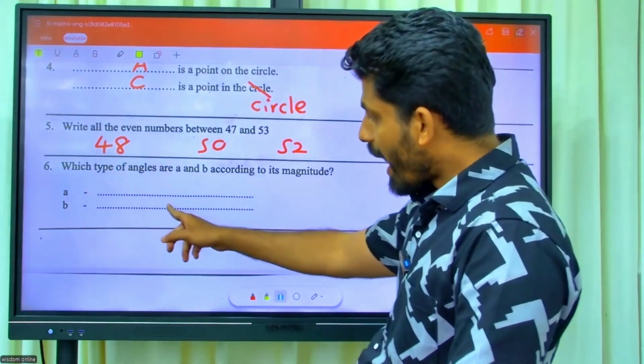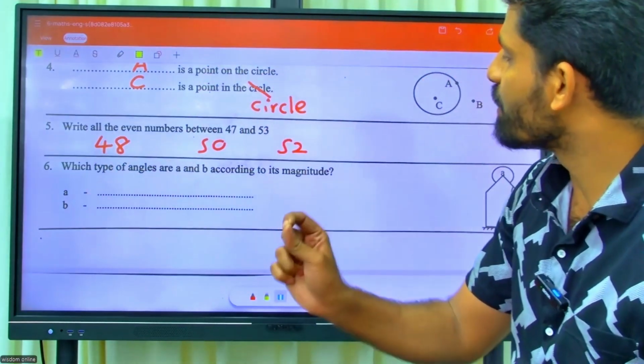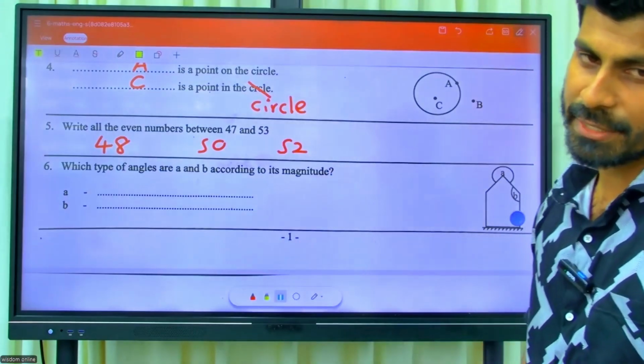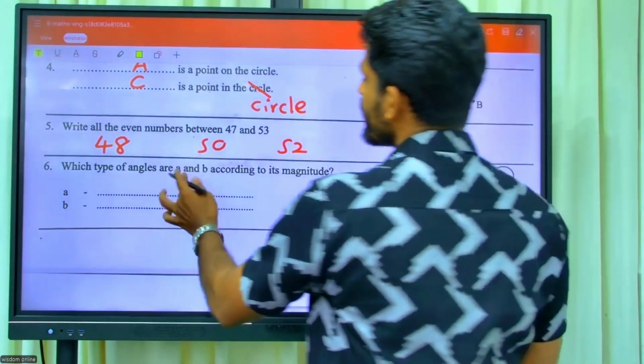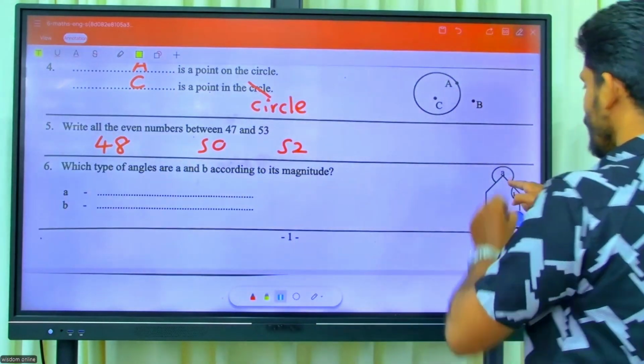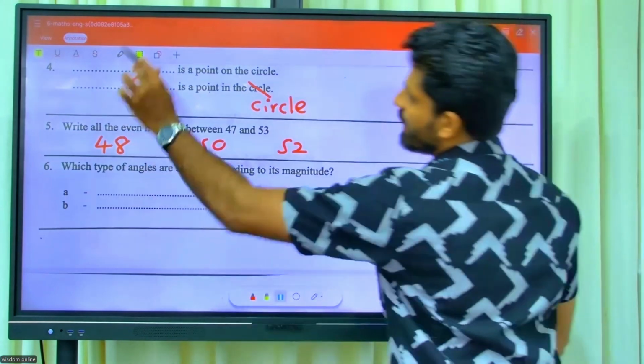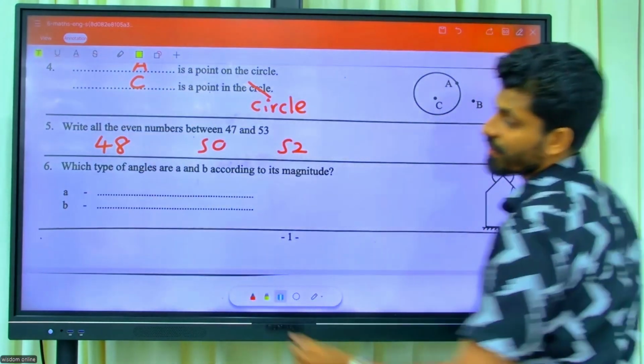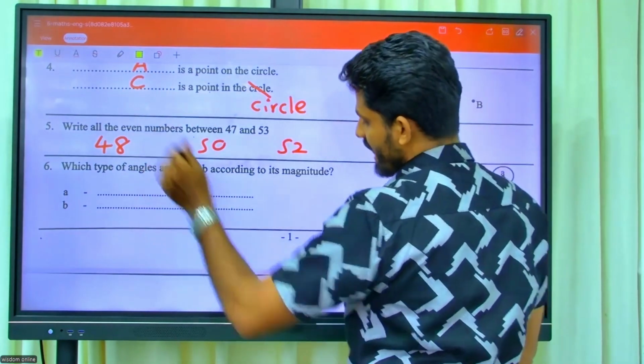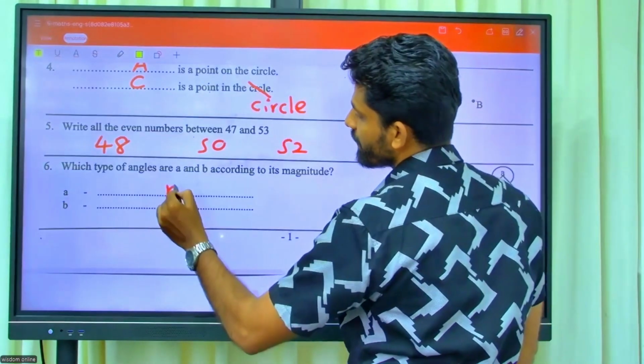Which type of angles are A and B according to its magnitude? Look at A. Reflex angle.